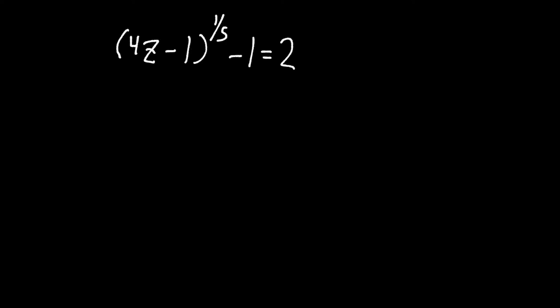Alright, now we have 4z minus 1, that quantity raised to the 1/5 power, minus 1 equals 2. This one looks a little ugly. Not going to lie to you, it looks a little ugly, especially because of our rational exponent. But remember, this is the same thing as the 5th root. So if you prefer working with roots, you could rewrite this as the 5th root of 4z minus 1 equals 2. So if you want to rewrite it like that, be my guest. It's not going to change how we approach the problem, but if it helps you, go for it.